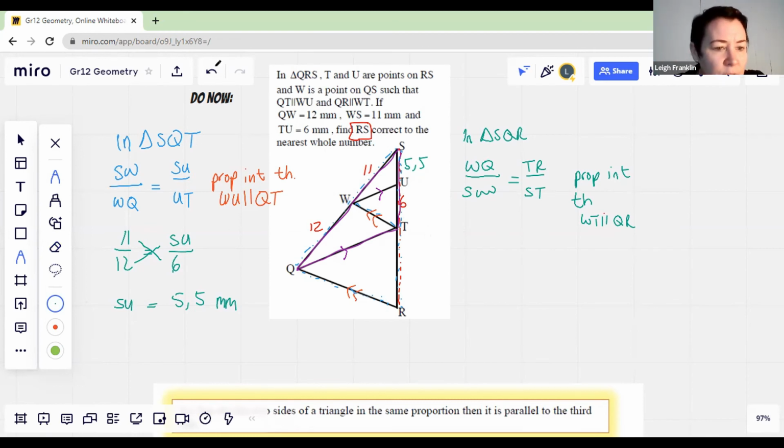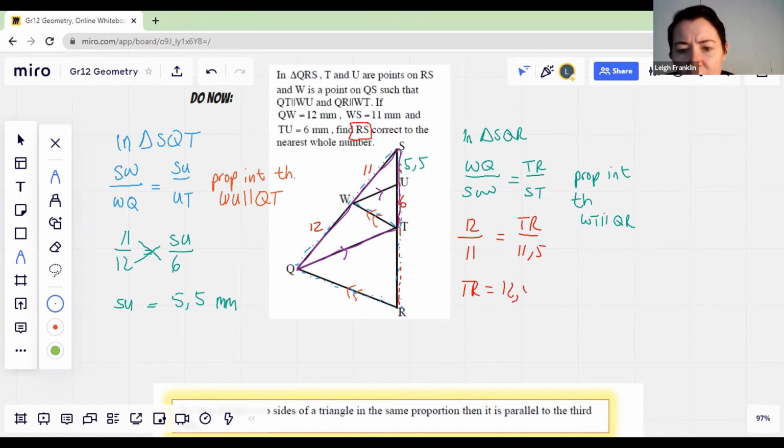All right, so now substituting in is our next step. WQ is 12, SW, we all agree, is 11, TR is what we are looking for. And what's the next part? ST, which we have agreed would be 11.5. Am I right? Okay. So what is TR? I get 12.54, but if you round to two decimal places, 12.55. Thank you very much. But they did tell us to round off to the nearest whole number, didn't they? So that would be 13.